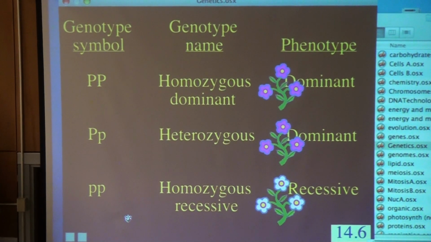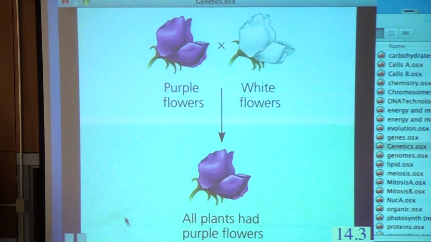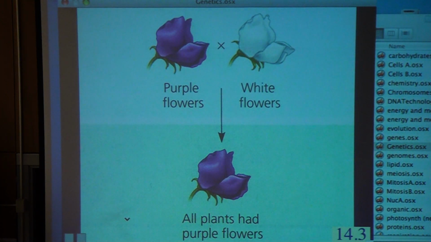All right, and then we started talking about things called Punnett squares, which is a systematic approach for doing crossings or matings of organisms to see what sort of genotypes and phenotypes the offspring will end up with.